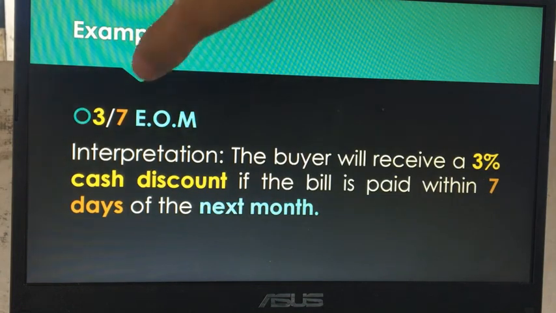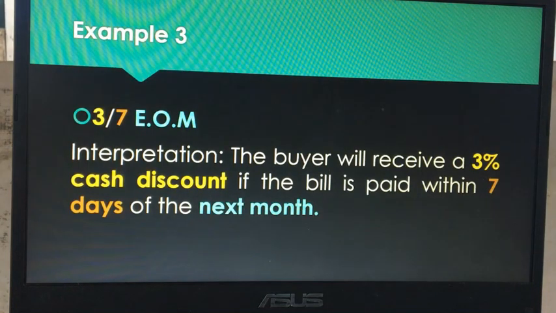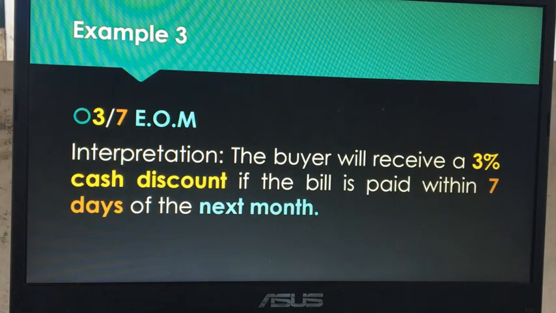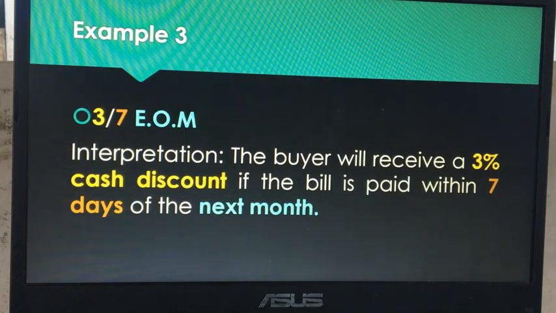If it says EOM, meaning I'm going to pay that one next month, the cash discount will still be granted next month. Okay, so that's how you interpret EOM. So how are we going to interpret this kind of payment term? The interpretation is the buyer will receive a 3% cash discount, meaning you will still be granted a 3% discount if the bill is paid within 7 days of the next month.